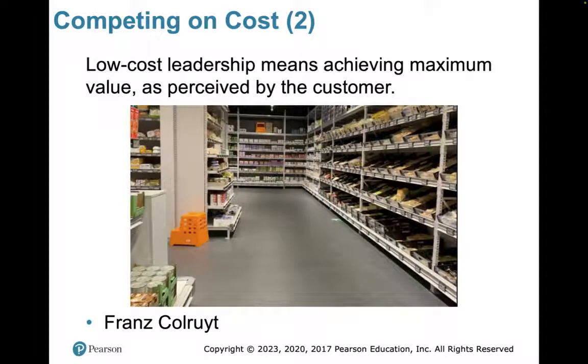But the reason why they do that is that they can pass those savings on to the customer, okay? So again, if the goal is to be as cheap as possible, then they're going to do everything they can to achieve it, okay? So that's another example of competing on cost.